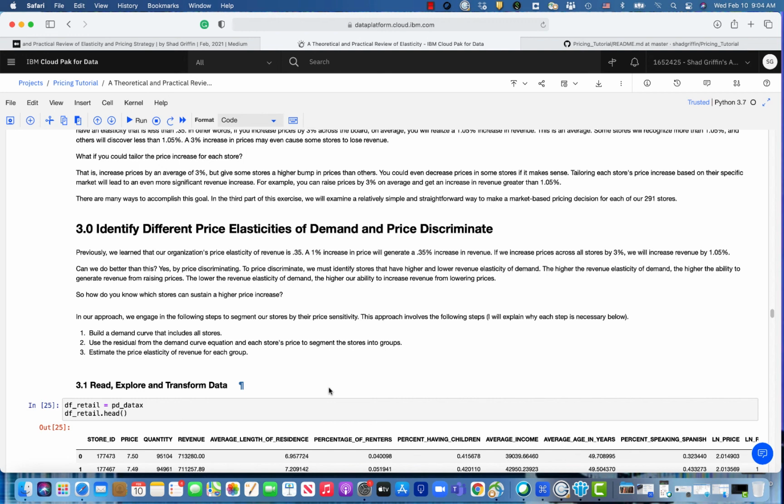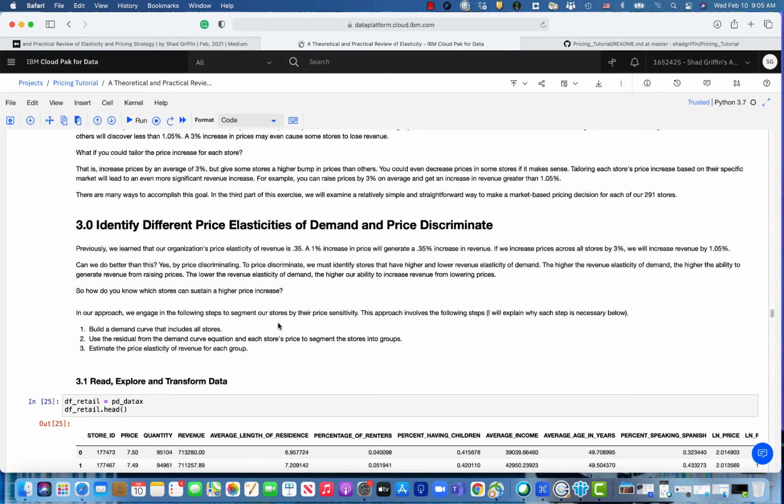So if you can take your customer base and separate it into groups based on demand and charge different prices for those groups, that's called price discrimination. And mathematically, it can be proven that the more you can price discriminate relative to demand, the higher your profits are going to be. And there's books written on the topic. If you want to research it yourself, please do. So let's see if we can price discriminate here.